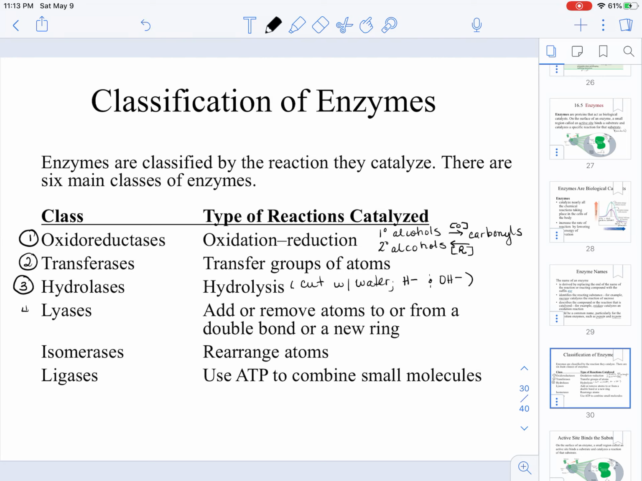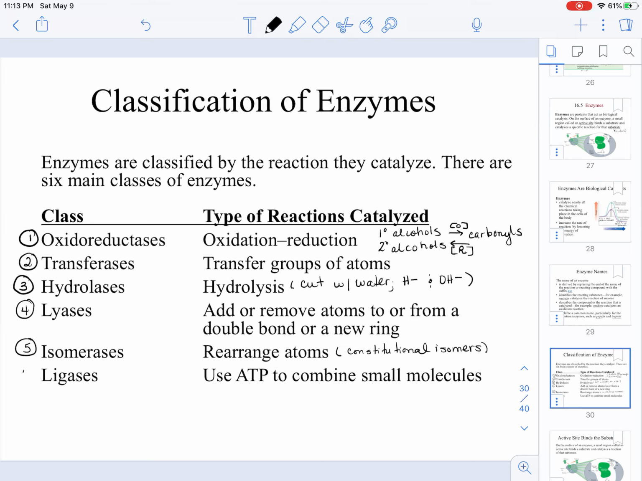Then we have lyases, and lyases add or remove atoms to form double bonds or to form a new ring. We also have isomerases, and when it comes to isomerases, remember that this is going to just rearrange atoms. So whenever we have this, we're going to mostly form constitutional isomers. And remember, constitutional isomers have the same chemical formula. It's just that the attachment of the atoms is different.